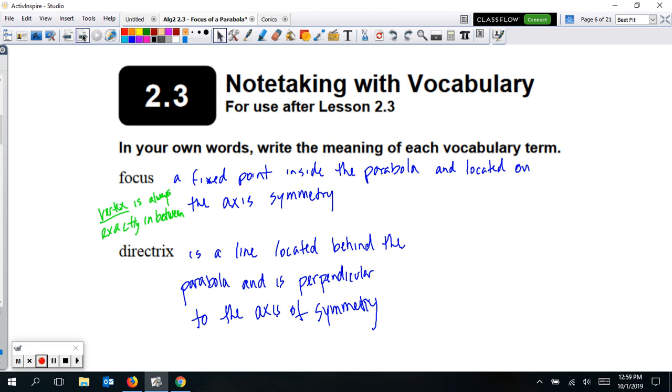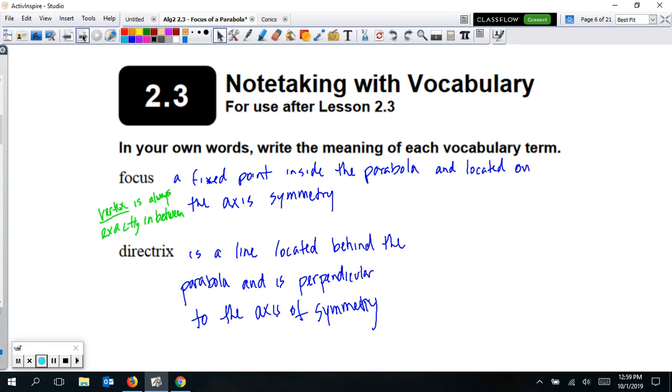We can say this as a definition. It's a fixed point inside the parabola and located on the axis of symmetry. That's the focus point. That's, aside from the vertex, the other most important point really on a parabola in real life. That focus point, because that's really the sending or receiving thing for this real life application when you actually want to apply a parabola to real life.